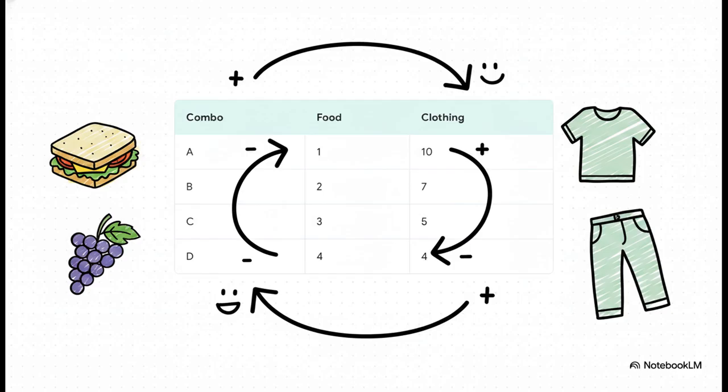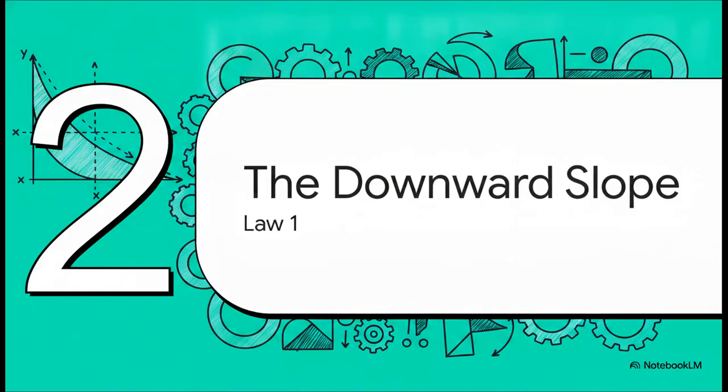Combinations C and D continue this exact trend. But remember our core definition. Whether you hold basket A, B, C, or D, your overall satisfaction remains absolutely equal. You're completely indifferent to which of these baskets you hold. Moving on to section 2.